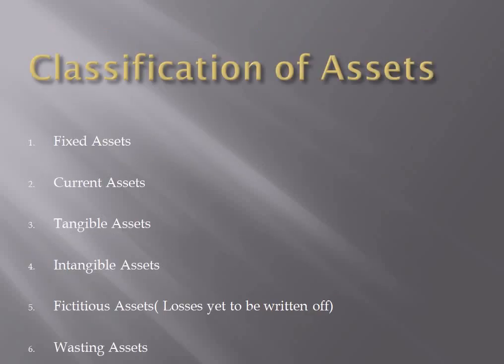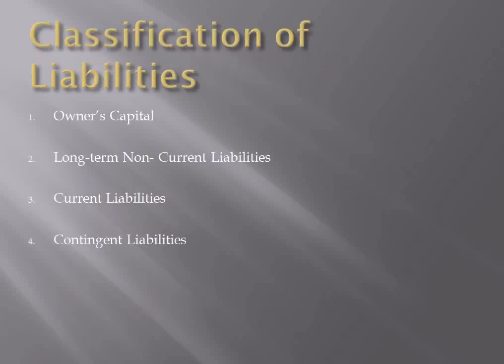So we have the various classifications of assets. Assets are classified into fixed assets, current assets, tangible assets, then intangible assets. Then we have fictitious assets and also wasting assets. Then the classification of liabilities: we have owner's capital, the long-term non-current liabilities, the current liabilities, and the contingent liabilities.